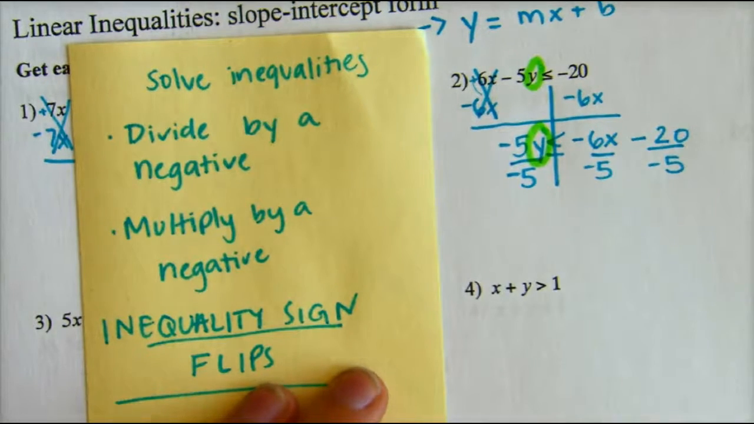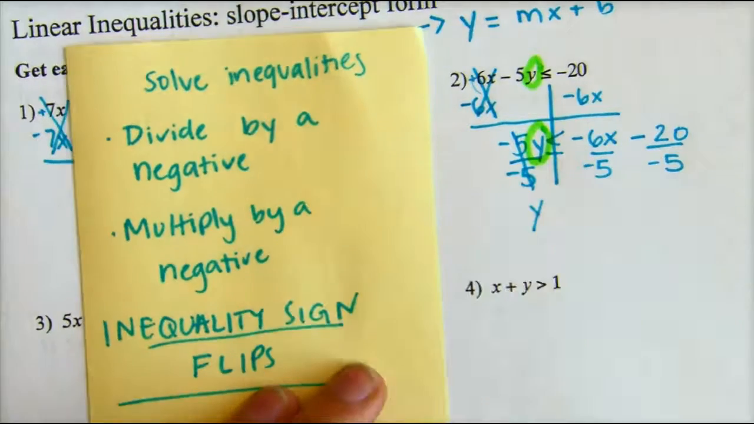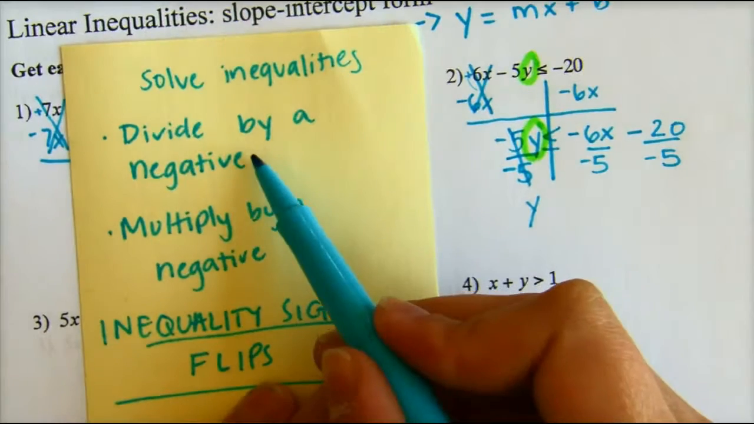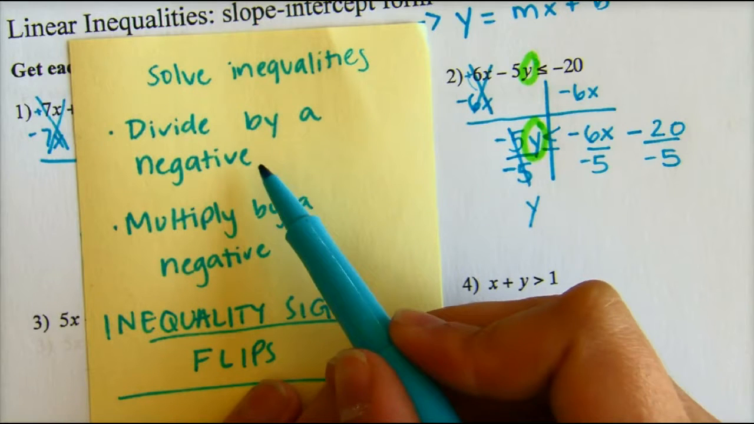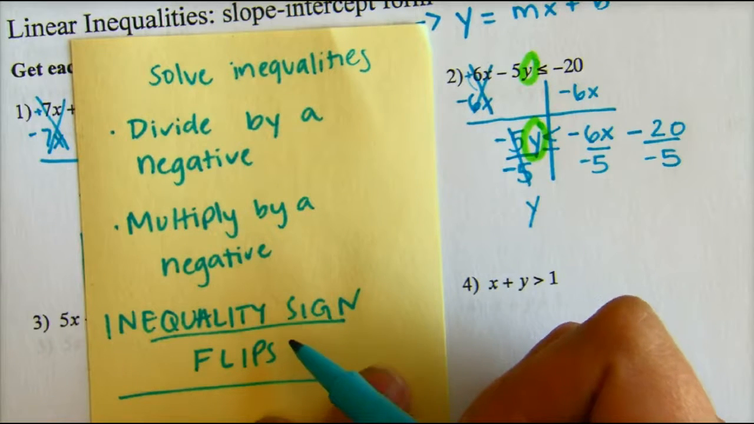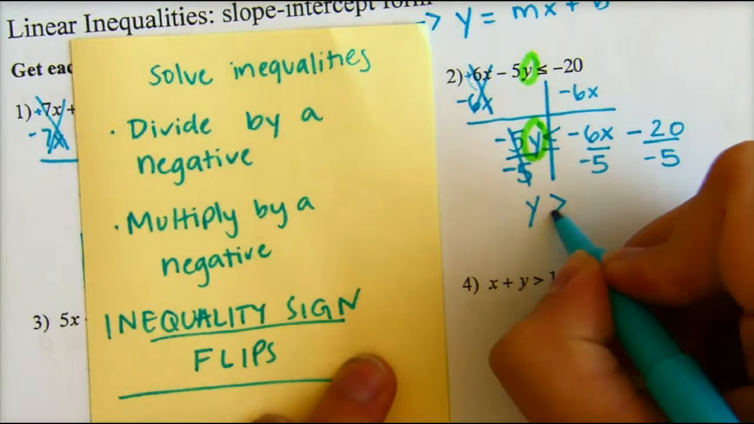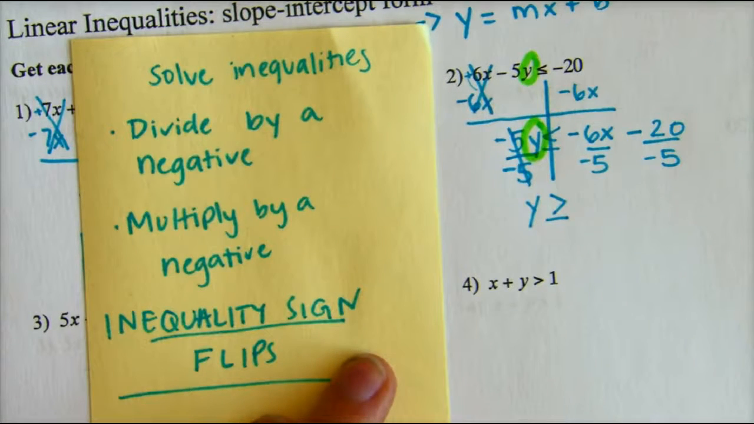Okay. When I do that, my negative 5 is going to cancel out over here. I'm left with a y. Did I divide or multiply by a negative number? Yeah, I divided by a negative 5. So that means that my inequality sign has to flip. It was going this direction. Now it's going to change directions.